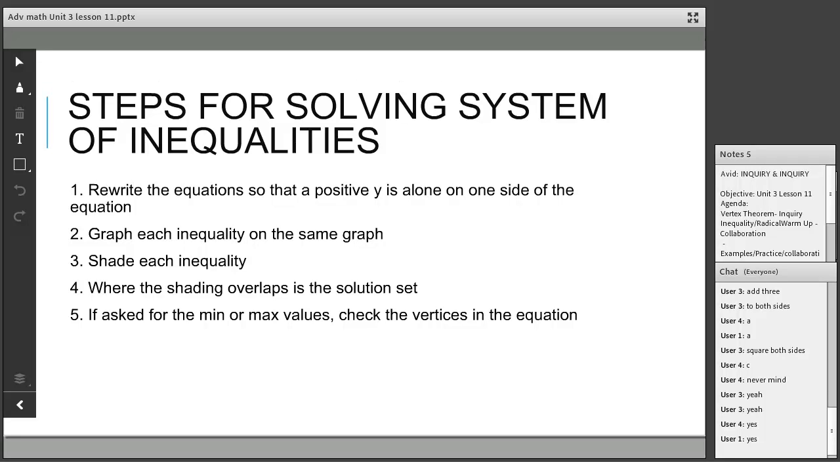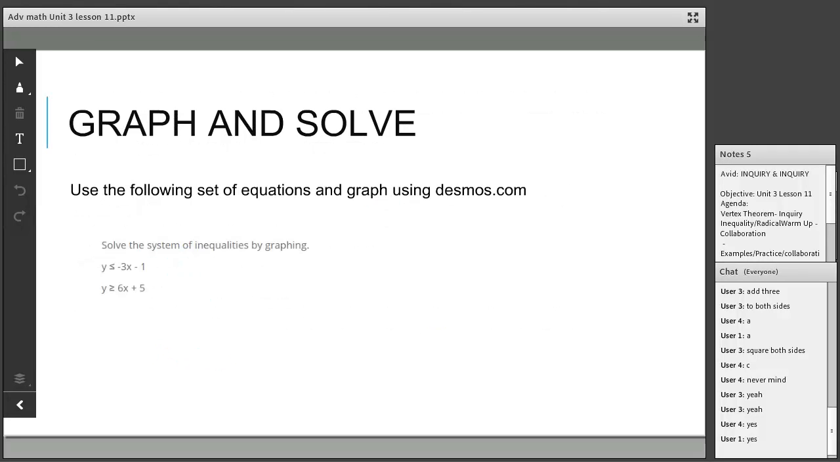So we're going to be working on solving systems of inequalities. This is a lot like what we did last week. So let's talk about our steps. First, we rewrite the equations so that we need a positive y alone on one side of the equation. We graph each inequality on the same graph, just like we did. We shade each inequality, and where the shading overlaps is the solution set. So this is really similar to what we've been doing. But we're going to start talking about the vertex theorem, which says that if we make a convex polygon, we can check the vertices in the equation for the min or max values.